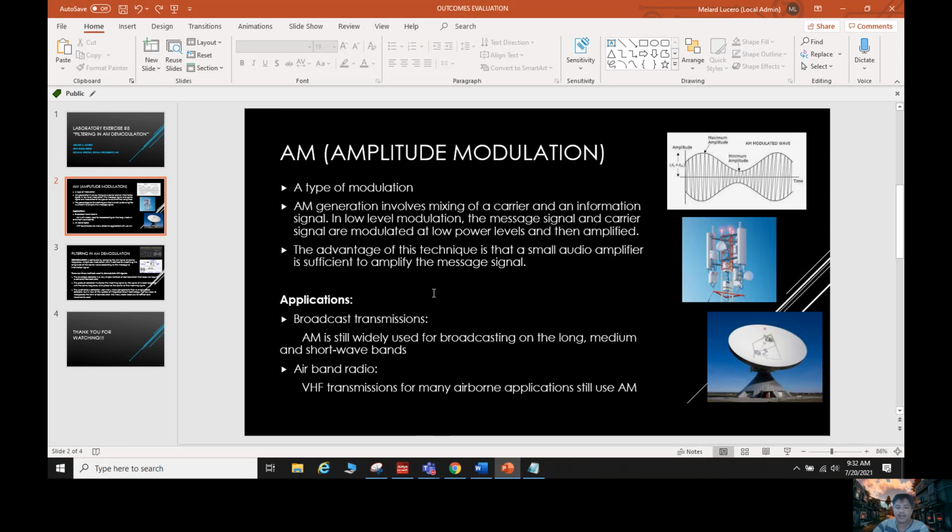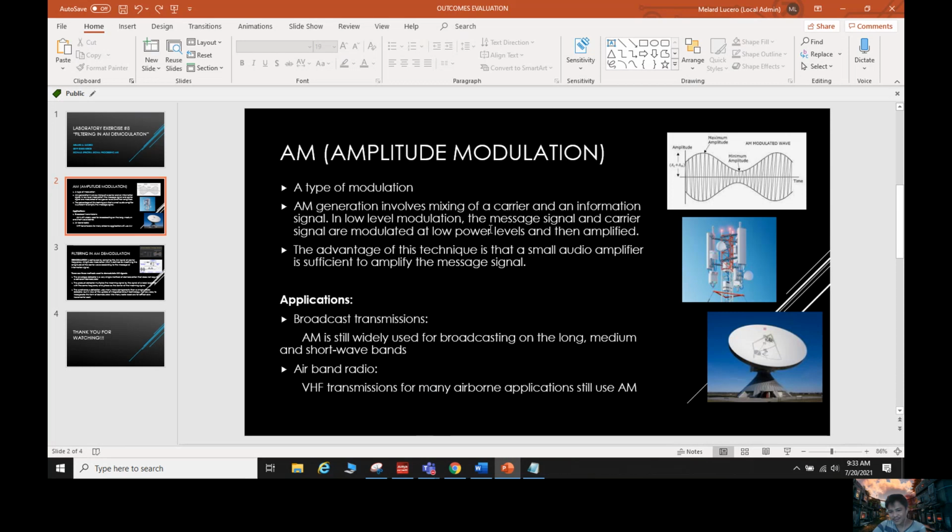broadcast transmission and airband radio. So AM is still widely used for broadcasting. So we all knew of that. So we have here AM radios. So we have here also the airband ranges. So VHF transmission for many airborne applications is still used in AM. So this is basically how we do signal amplitude modulation.